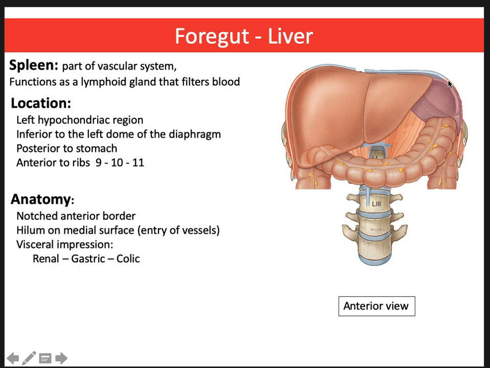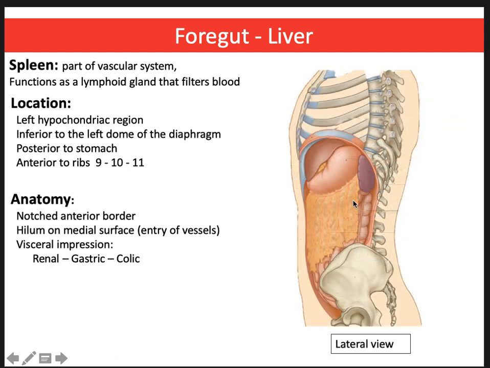So it's also protected by ribs, the last ribs, 9, 10, and 11. It needs to be protected because it's a vascular organ, right? It's filled with blood. So you don't want it to be exposed and damaged easily, because it could be pretty devastating.